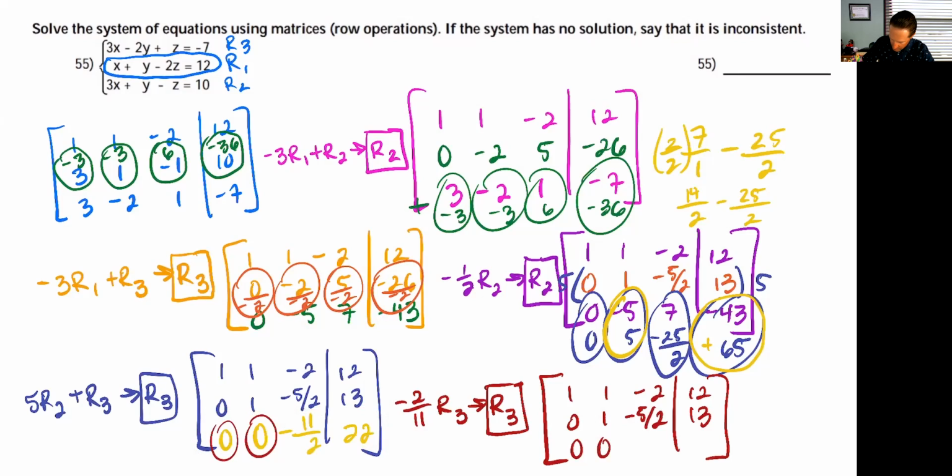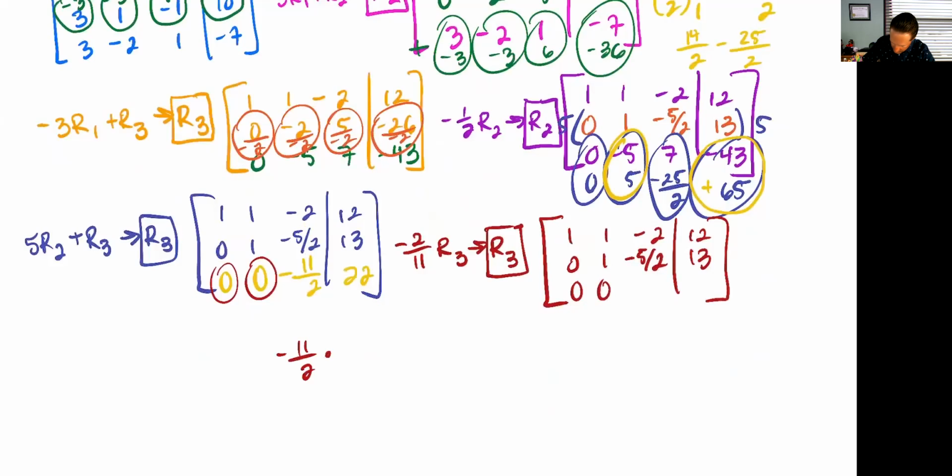And when we take -11/2 and multiply it by -2/11, negative times negative becomes positive. Anything divided by itself is 1. So that's where we get that +1. All we still have to do is take the 22 and multiply it by -2/11. So the 11 will go into that 22 twice, and we get a -4.